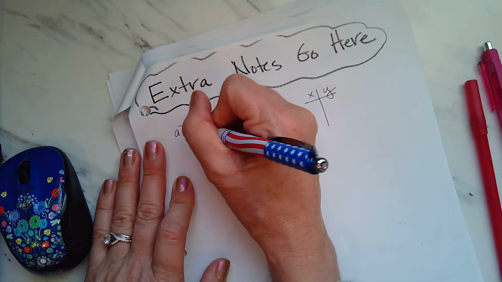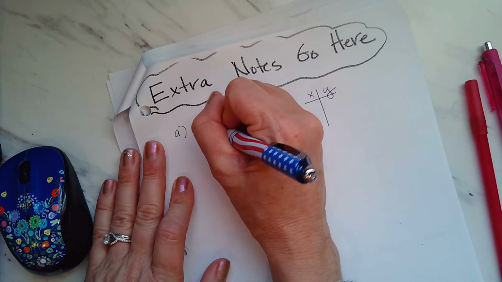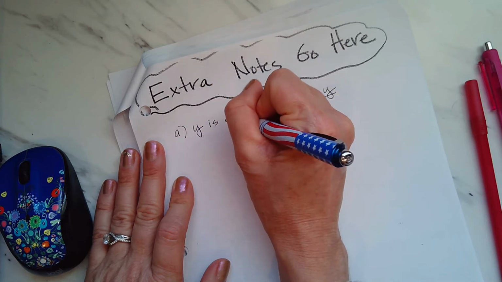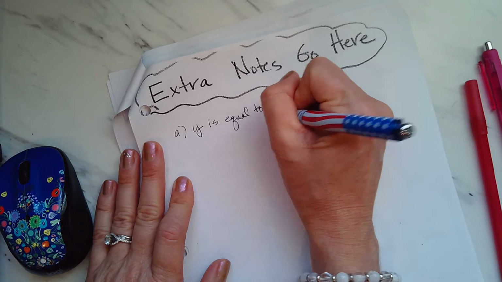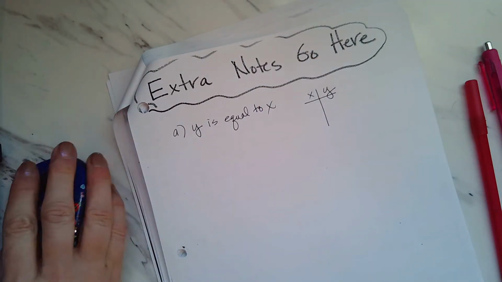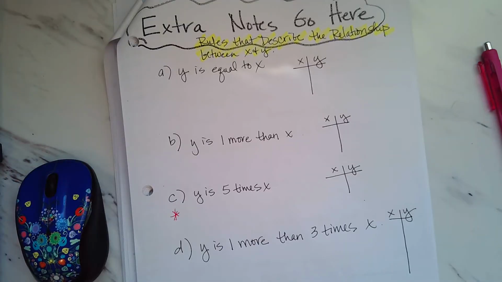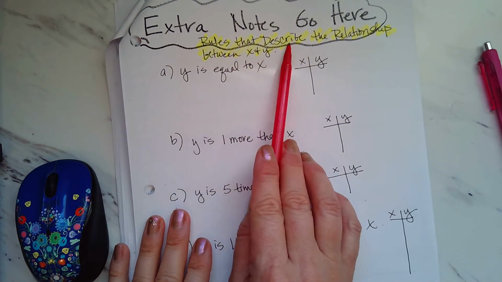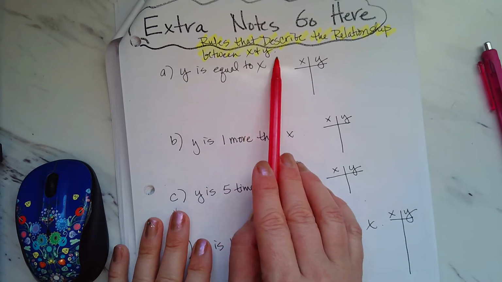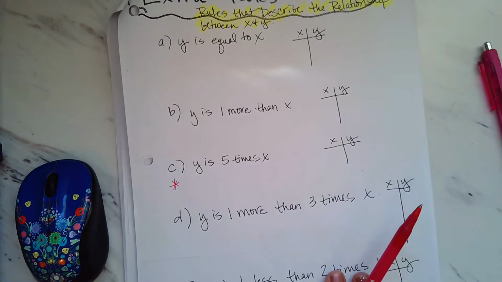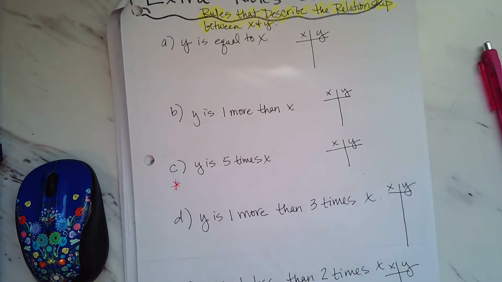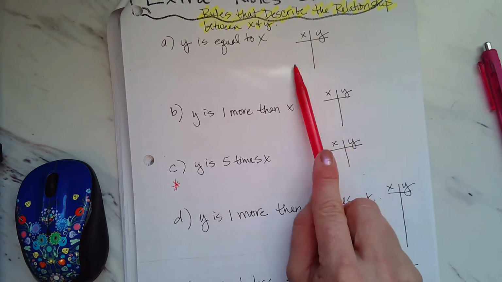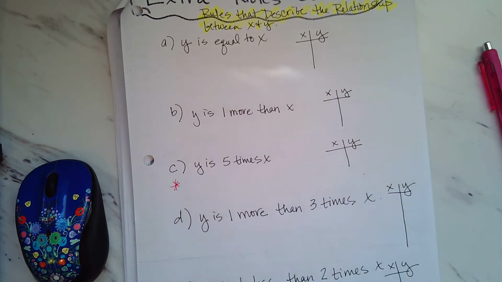Y is equal to X. Okay, I've written down the title, Rules that Describe the Relationship Between X and Y. That is the big idea for today. You are given a rule, and now you're going to find the coordinate pairs that go with that rule. So let's start with Y is equal to X.